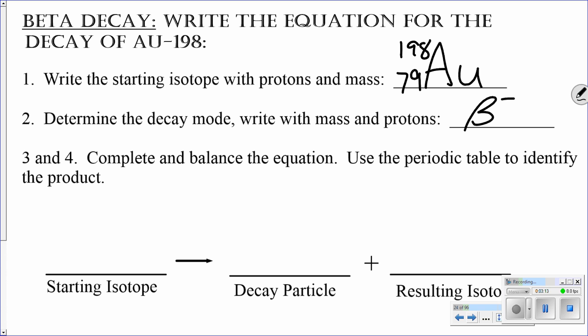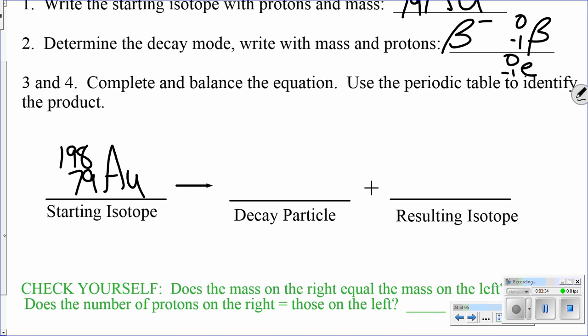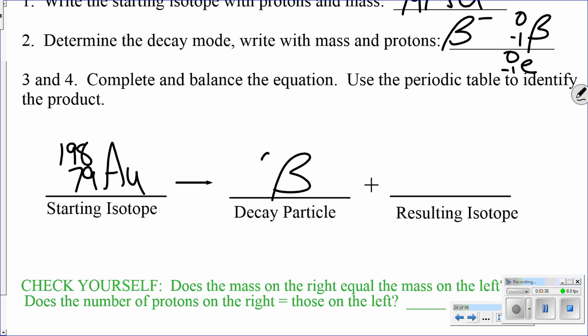Now remember, B minus and B plus are two different things. So you go to reference table O. This B minus or beta particle can be written, typically I write it like that, or you can write it like that, but you do need to make sure that you have a negative 1 on the bottom. So we're going to start with our starting isotope. And then we're going to fill in our decay particle, and then our resulting isotope.